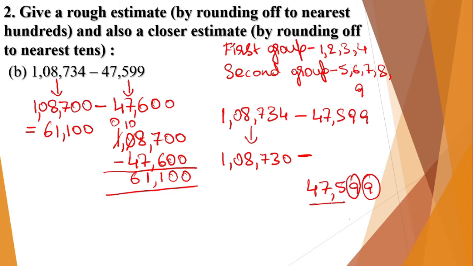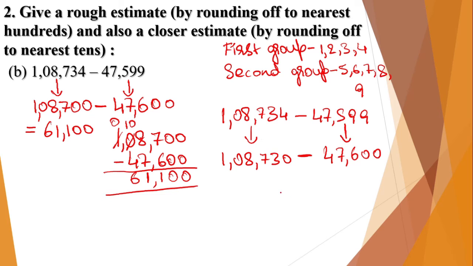Now 475 will be as it is because it's on the left side. And 9 will become 10. Now we can't write 10 as it is because it's a 2-digit number. So we will add 1 to 5 here. So 5 plus 1 is 6. And 9 here will become 0 because we already added, right? And this 9 will become 0 because it's on the right side. So we will get 47,600. So 47,599 rounded off to nearest tens will give us 47,600.